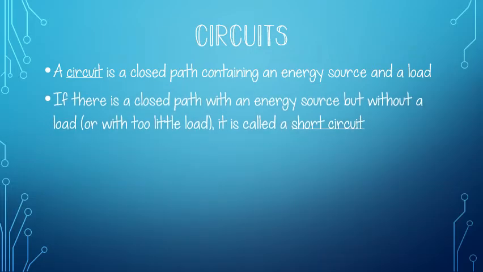Now, another type of circuit that you may have seen in your investigation is something called a short circuit. That would be a closed path that has an energy source but no load, or maybe my load is too small. And when we have a short circuit, we get a potentially dangerous situation, because every time an electron travels through your energy source, it gains more and more energy, which means it starts moving faster and faster. And it's possible, if we have a short circuit, that you could cause a fire.